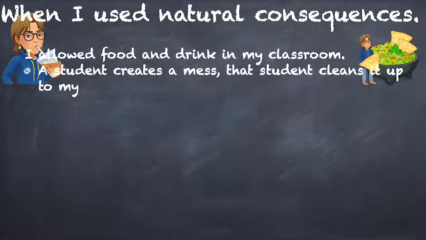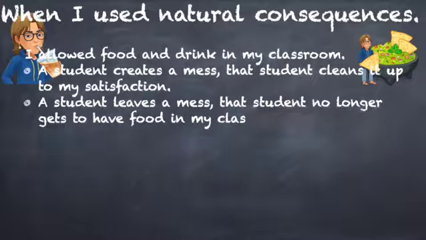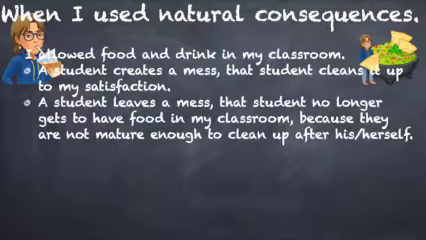Now, if a student made a mess, like they spilled their drink or they dropped their chips, the natural consequence is for them to clean it up, just to make it right, and then to clean it up to my satisfaction. A student that left a mess behind, so they had some chips and a drink, and they leave the classroom when class is over, and they leave their trash on the table, the natural consequence to that is that they're not mature enough to have snacks and drinks in my classroom.